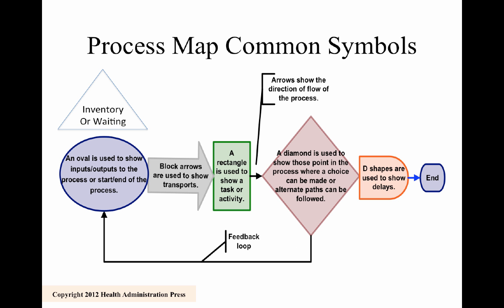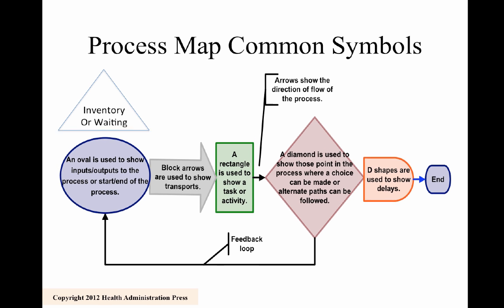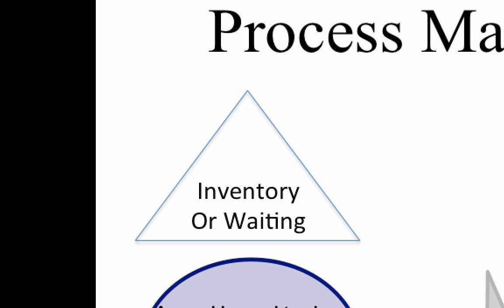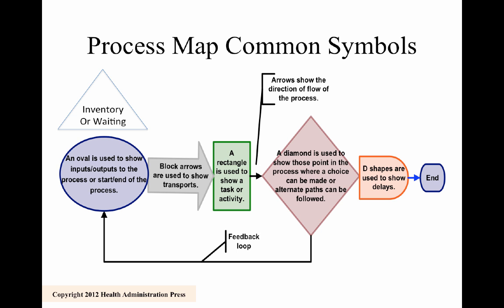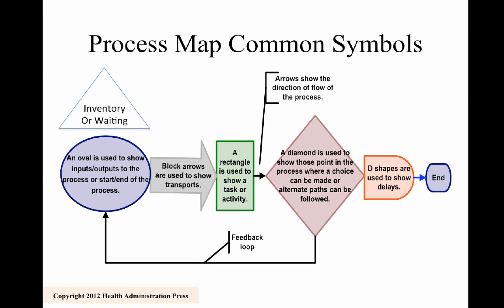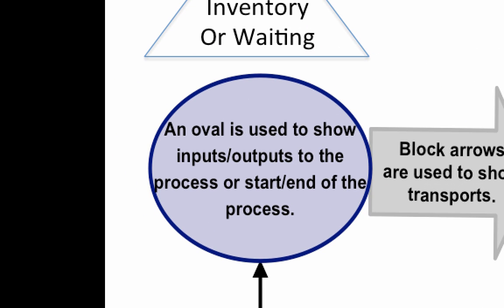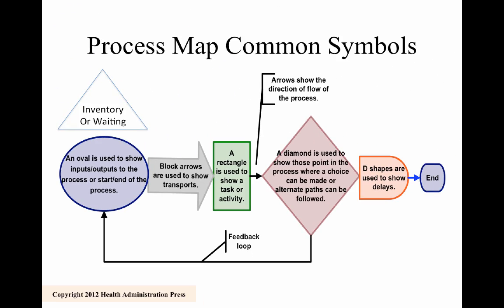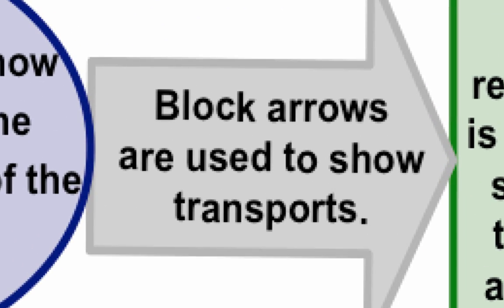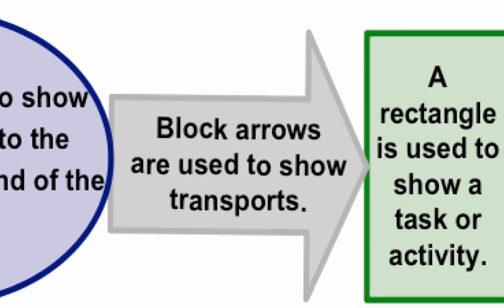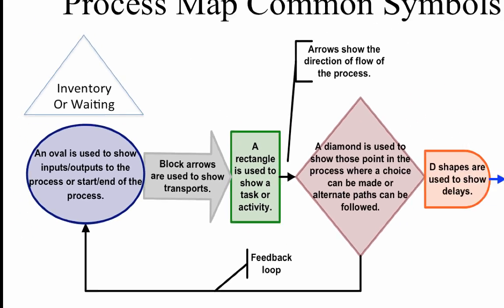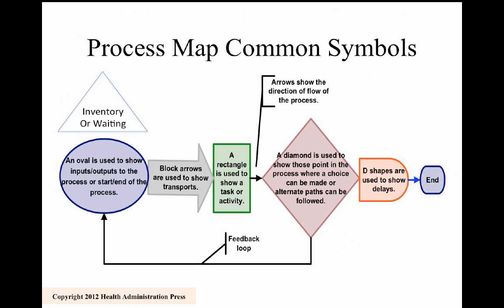So here are some common symbols for the process map. You have this triangle, which is inventory or waiting, something again you do not want to have. So that should trigger that is a bad thing that's happening in your process. The oval is just the start or stop of your process. The big block arrows are typically used to show transportation. Again, that arrow is not used in all processes. The rectangle is always used, and that is to show a specific task.